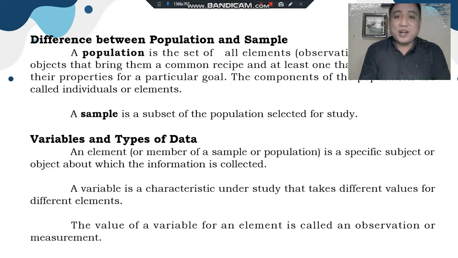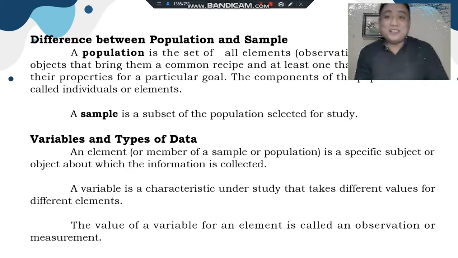Variables and types of data. An element or member of a sample or population is a specific subject or object about which the information is collected. Variables are characteristics under study that take different values for different elements. Every variable has its own unique characteristic. Sometimes it is the same as another, but not 100% the same.